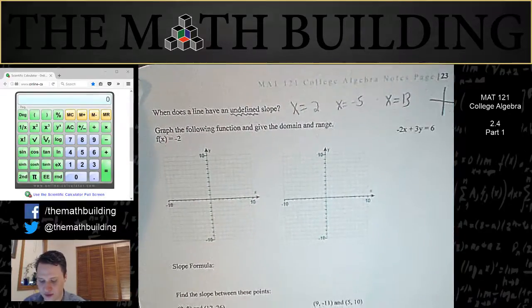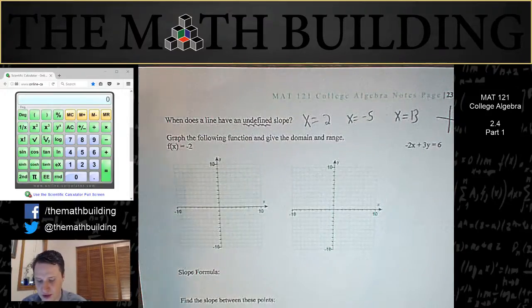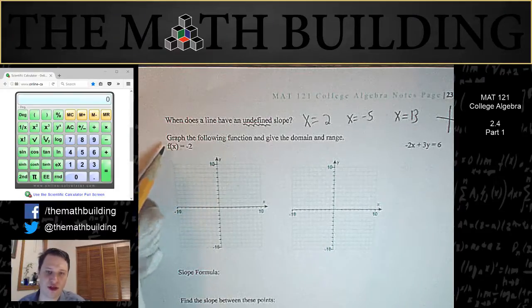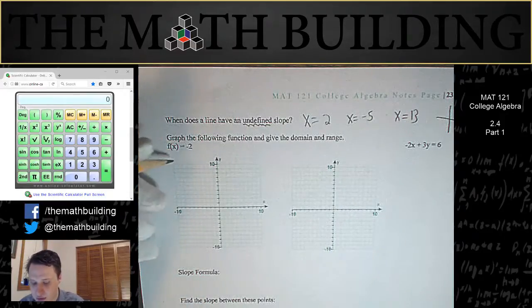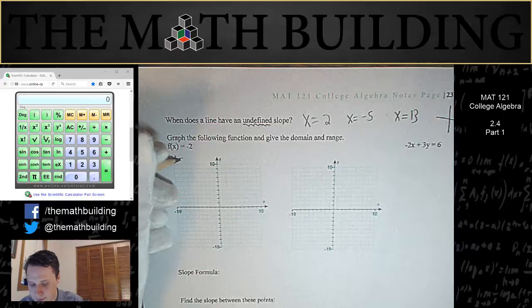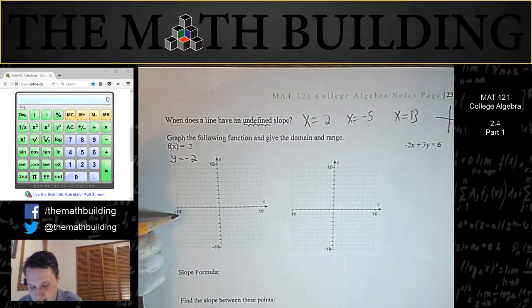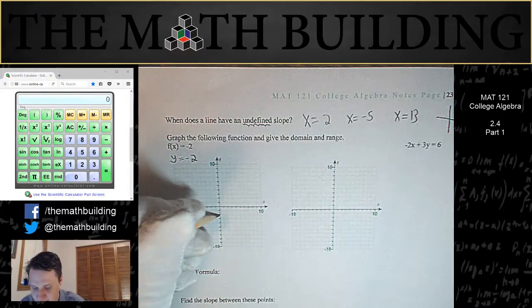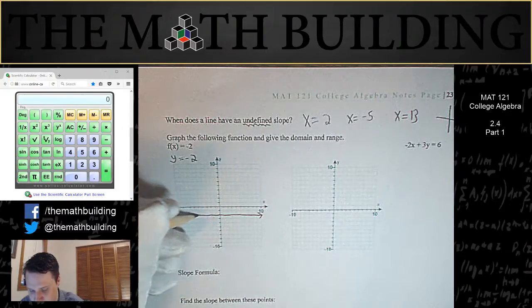Okay, so here we go. Let's do the next one. Graph the following function and give the domain and the range. So f of x is equal to -2. Remember, f of x is just the name of the function. It's not f times x, it's f of x. And if it helps, just replace f of x with a y, because they mean the same thing. f of x equals -2 means the same thing as y equals -2. And if it's y equals, then that means it's a horizontal line going through the value -2. This is a function because it passes the vertical line test.